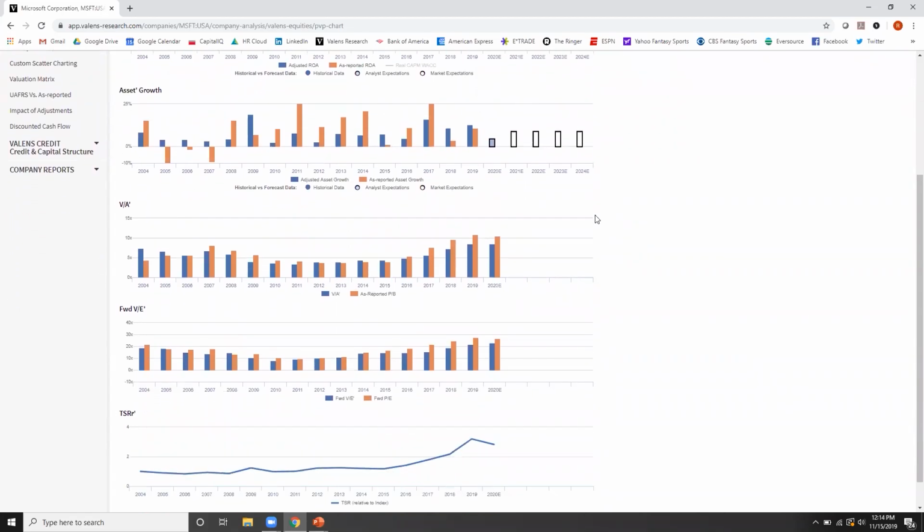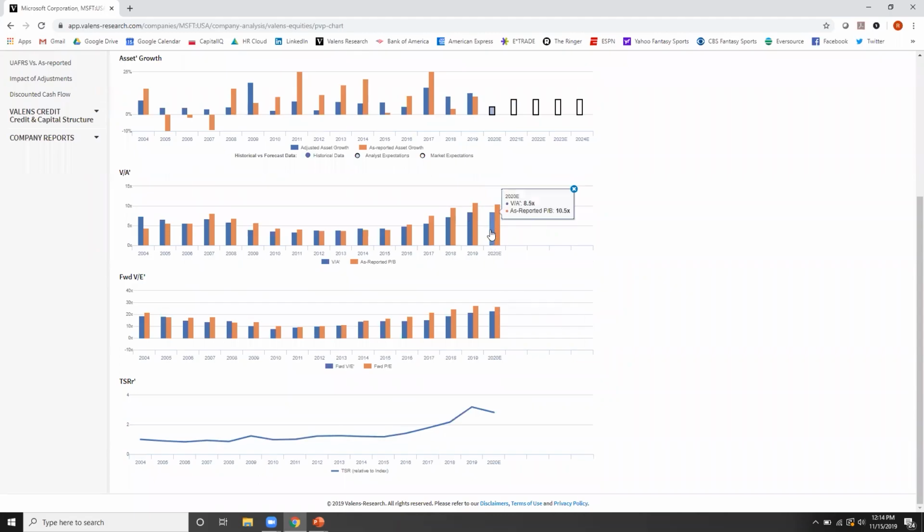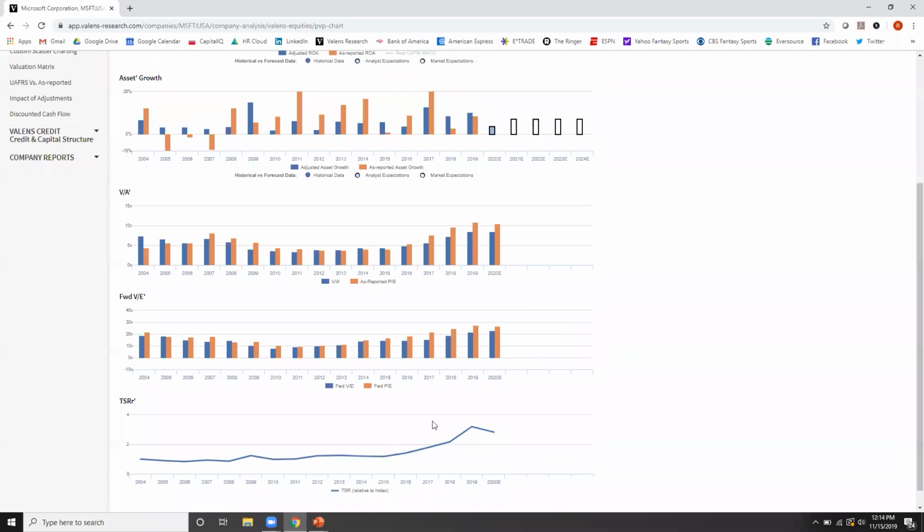But it's not just those two charts. We also showed these two charts down here. This is the EV/A, our enterprise value versus assets, right? Our price to book multiple for enterprise for Microsoft. And we also showed in this blue bar our adjusted PE for Microsoft versus the as reported PE for Microsoft. The last thing that we show is this TSRR, TSR relative to the market chart, right?